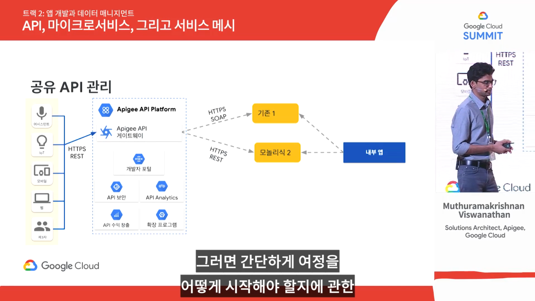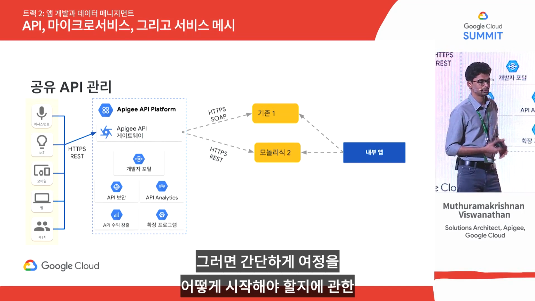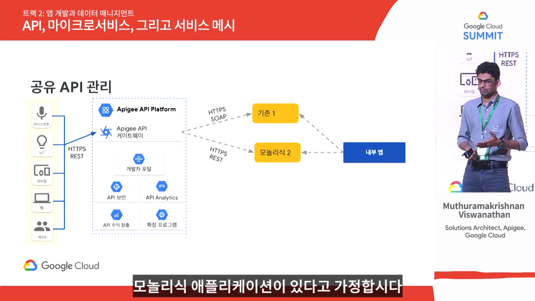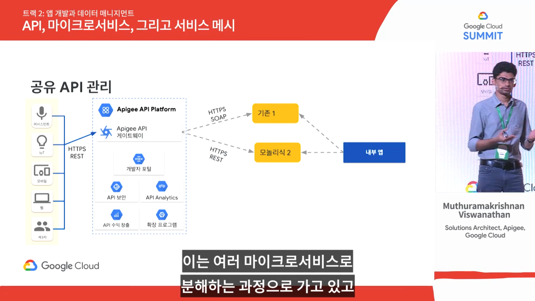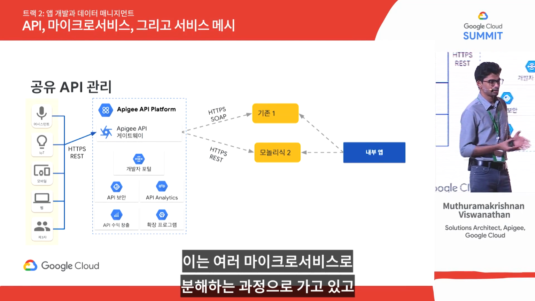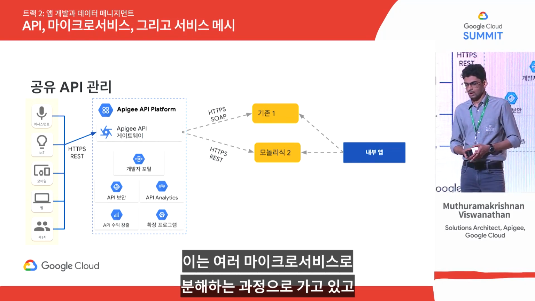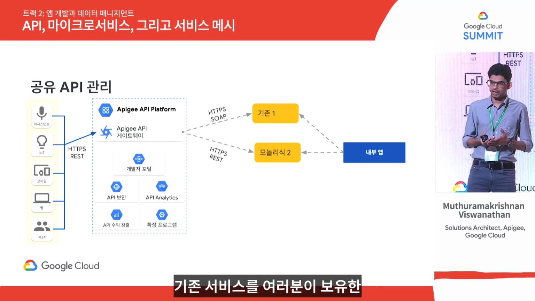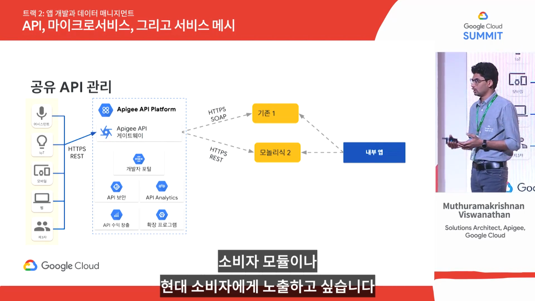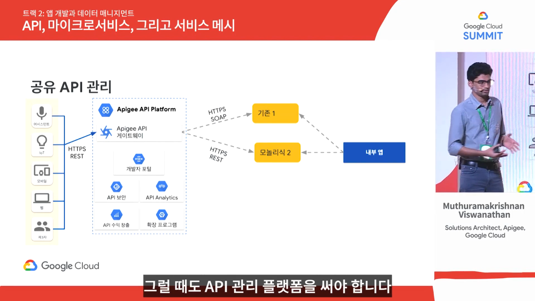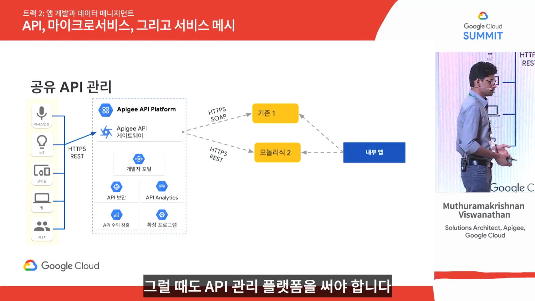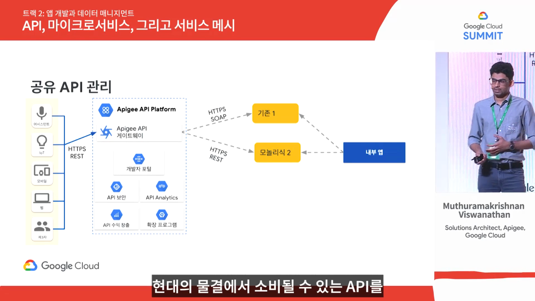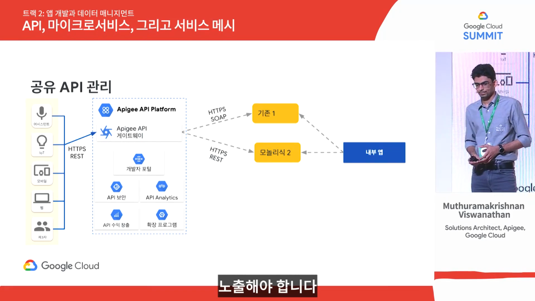So let's take a quick example of the journey of how we would do this. Let's say you might have a monolith application, and you're going through the process of breaking it down into multiple microservices. At the same time, you also want to expose these legacy services that you have to your end consumers in a modern consumable fashion. So that's when we'll put an API management platform. The first thing we do is put an API management platform, and then we expose all these APIs that can be consumed in the modern way.